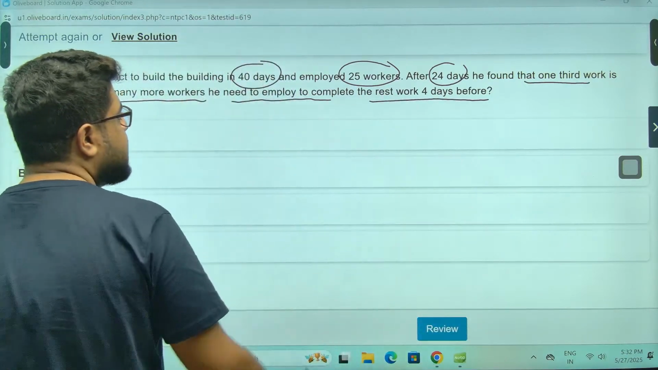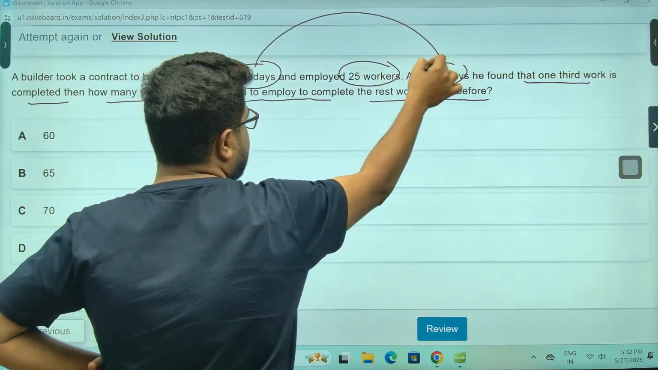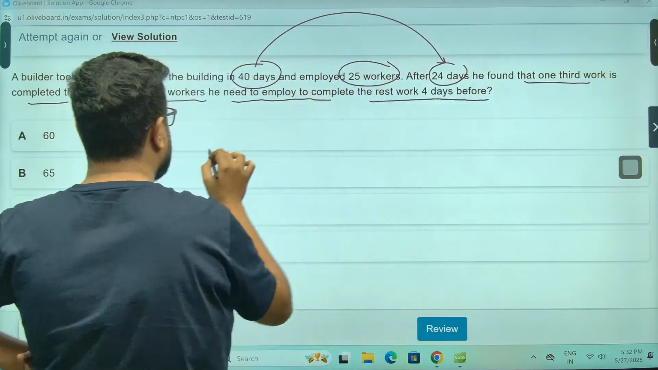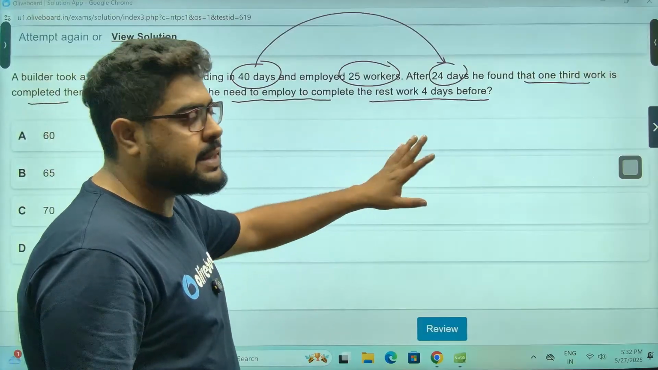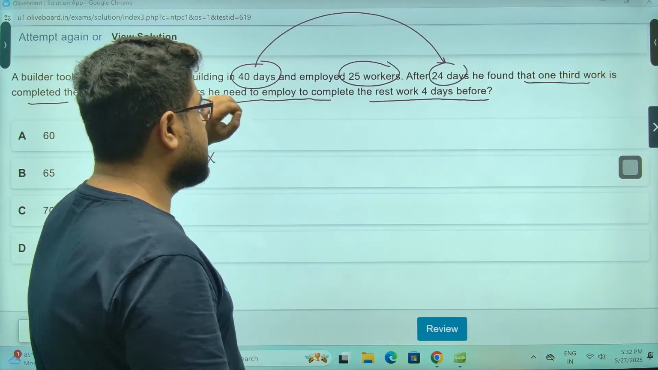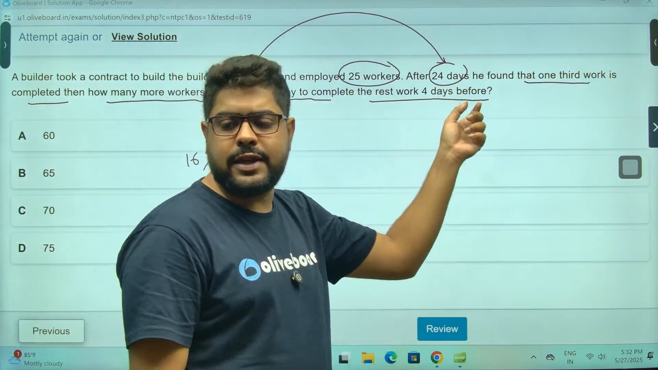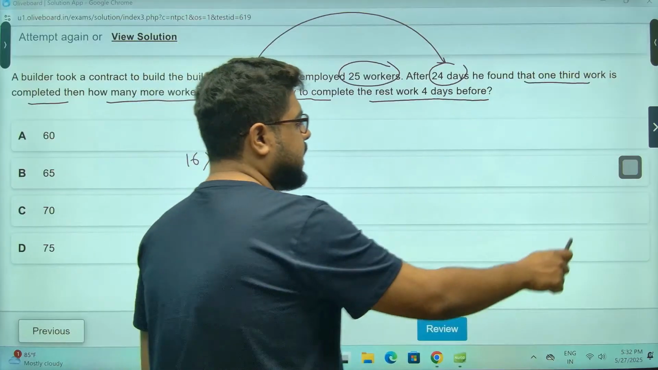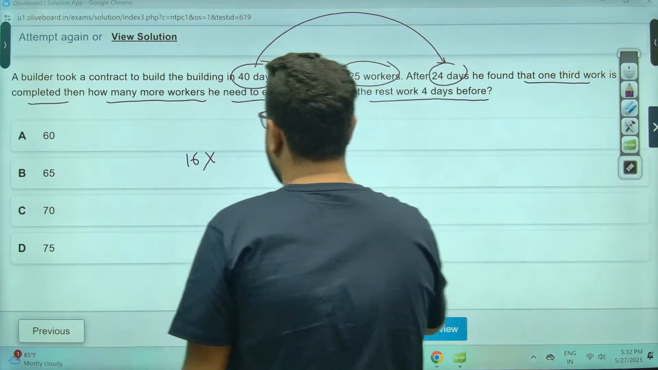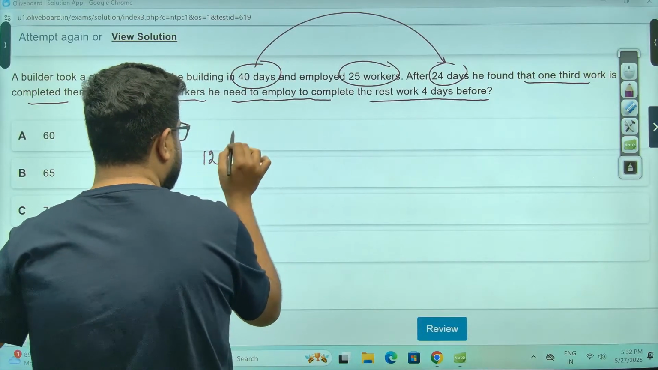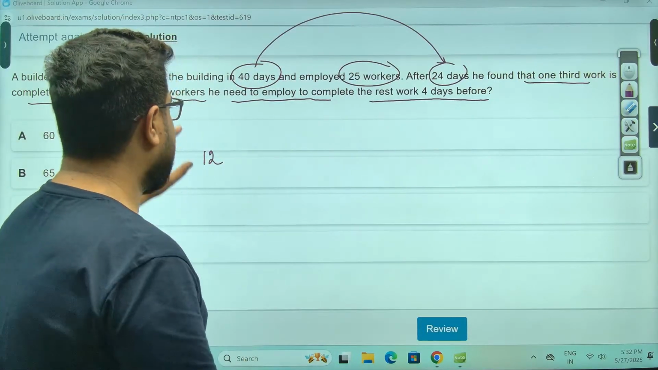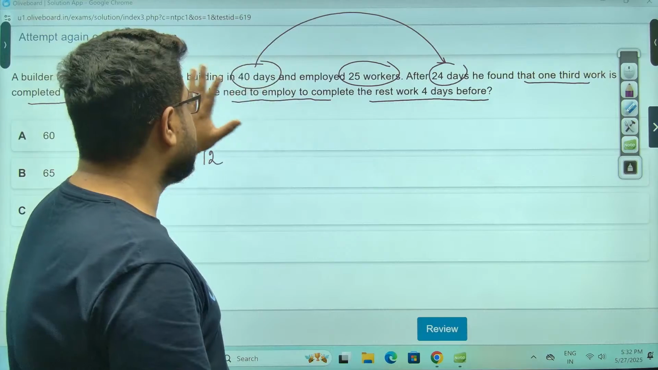Okay sir. Out of the total 40 days, 24 days of work is done. So the remaining is 16 days of work, right? Now he wants to finish 4 days early. So how much time does he actually have in hand? 16 minus 4, that is 12 days. So he has to complete the whole work in 12 days.